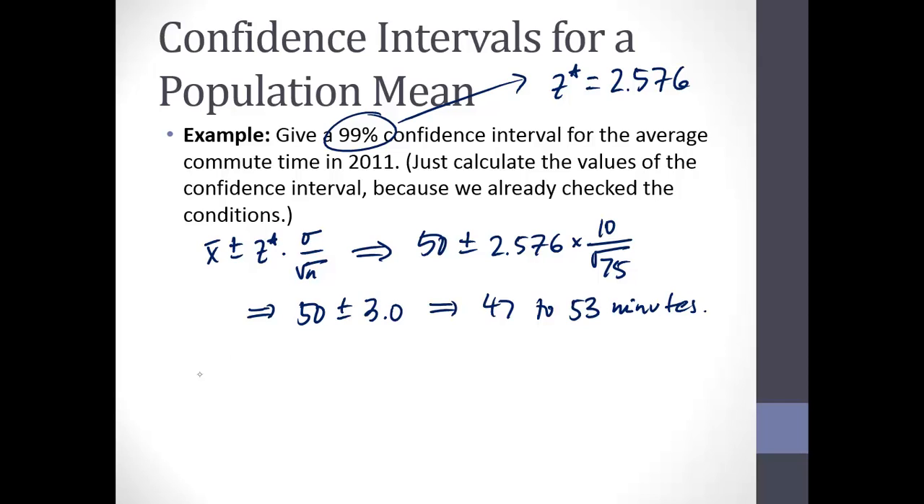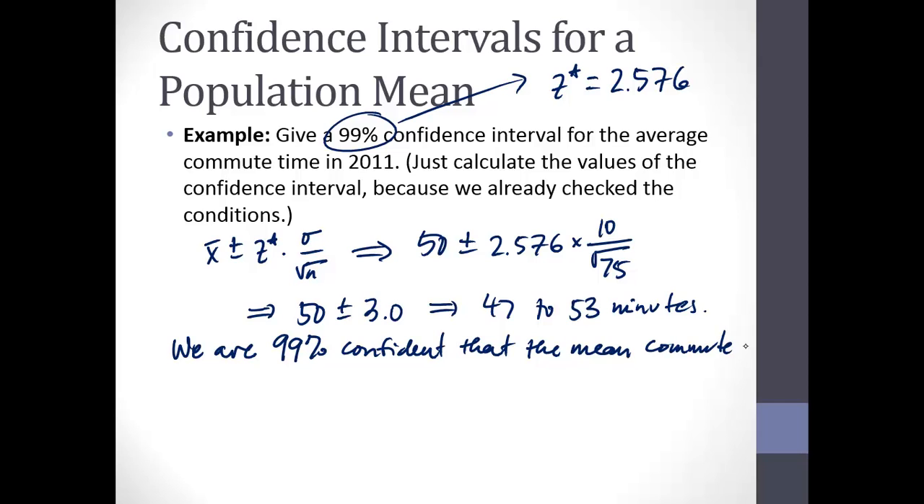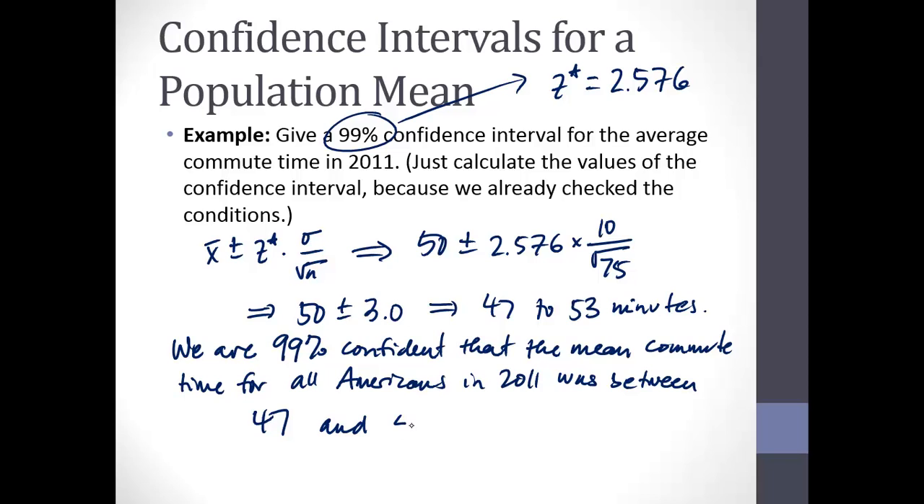And then we can say, again, using our standard template, that we are 99% confident that the mean commute time for all Americans in 2011 was between 47 and 53 minutes.